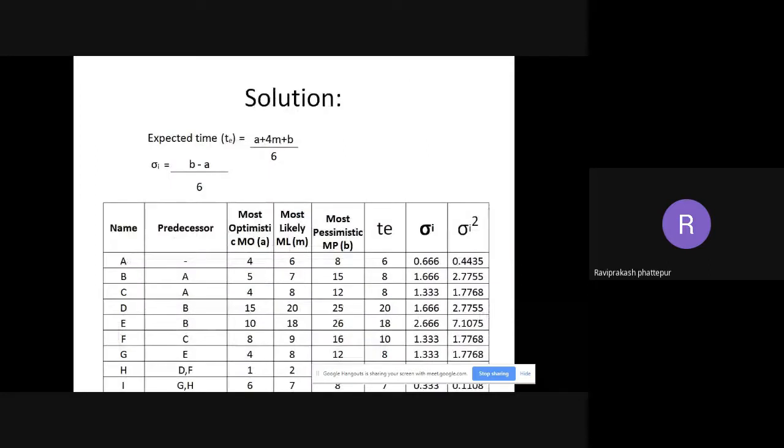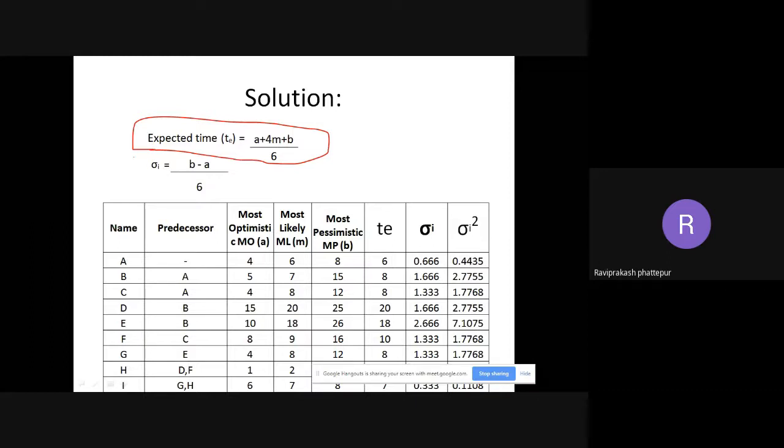Okay, focus here. Now expected time te should be written here. Expected time, you can see the formula here. You can note down the solution. Expected time te is equal to a plus 4m plus b divided by 6. Take this down. Expected time te is equal to a plus 4m plus b divided by 6.